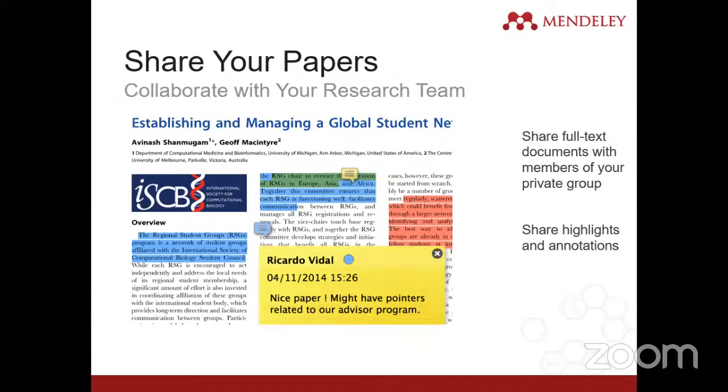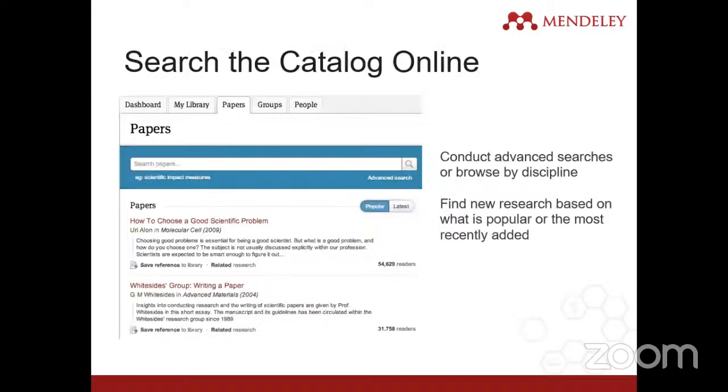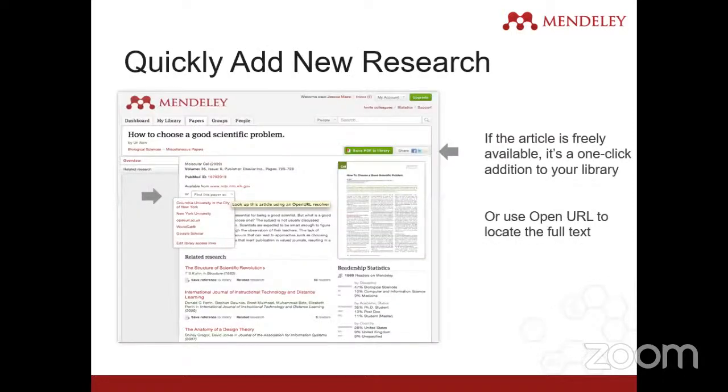So you can also share your paper with others. You can also search any literature, search the catalog, save your research, and use the full-text option. You can also search the catalog online, using the library catalog. You can also conduct an advanced search, browse participants, and find new research: what is popular and the most recently added. You can also see them.